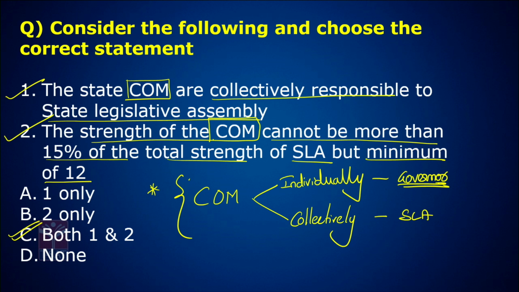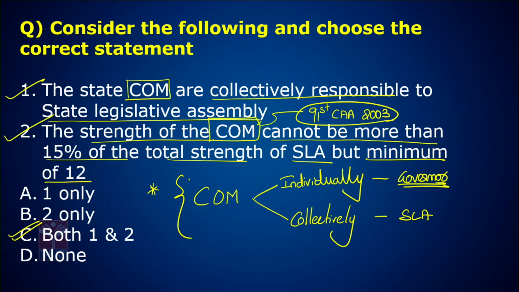Look at the second statement. See, the strength of the Council of Ministers is nowhere mentioned in the original Constitution. This was added. The strength of the Council of Ministers is added by the 91st Constitutional Amendment Act 2003.